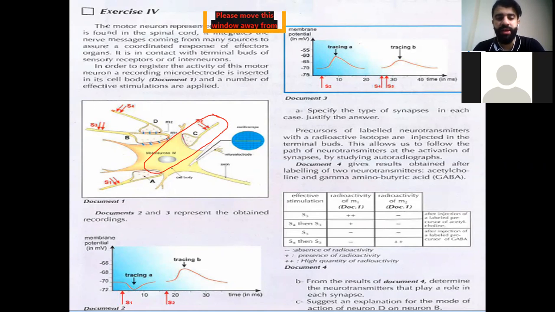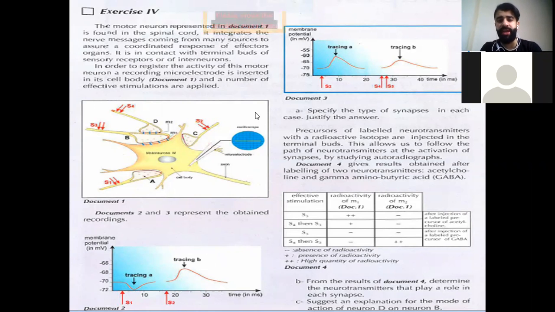Yes, Badia. What do you think about S2 after applying the stimulation S2? In tracing B, document 2 shows an excitatory synapse. You said excitatory, but you have to justify this. You said that the synapse between C and the motor neuron M is an excitatory one. Justify. Since the membrane potential increased from minus 70 to about minus 65, minus 66, it's okay. So we have an increase in the membrane potential, so this one is said to be an excitatory synapse. Thank you. Very good.